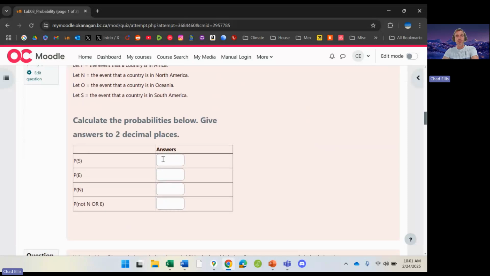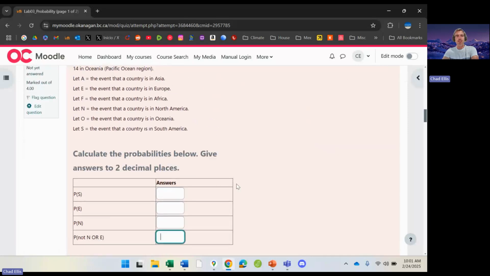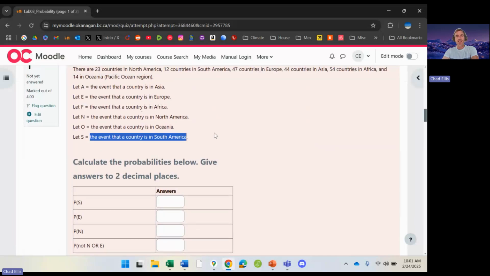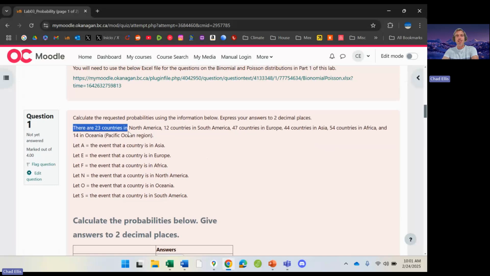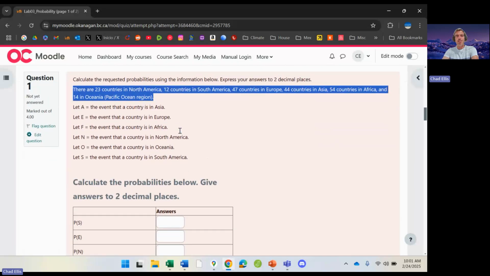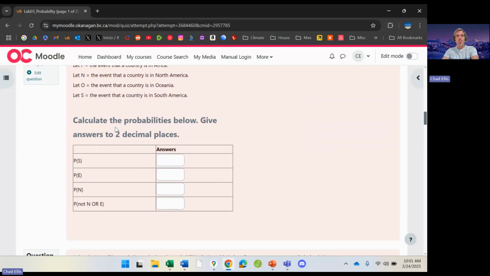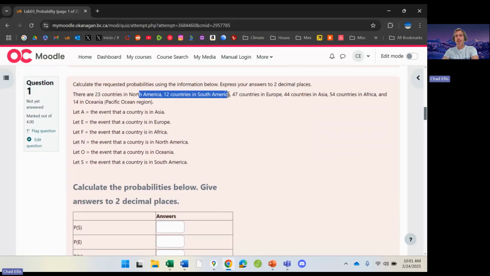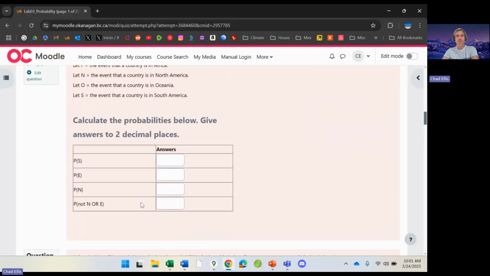Basically, what we're going to be doing here is filling in the probabilities to 2 decimal places. The probability of S would be the probability that the event happens in a country that is in South America. The idea here is that the event has an equal and random chance of occurring in any of these regions, in any of these countries. So based just on the relative numbers assigned to each of these regions, you're going to figure out the probability of each of these events.